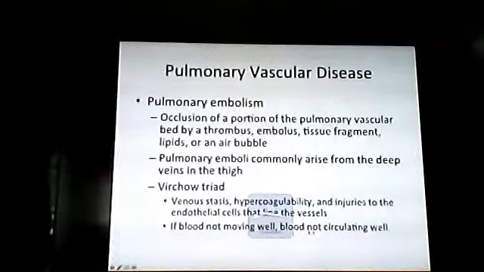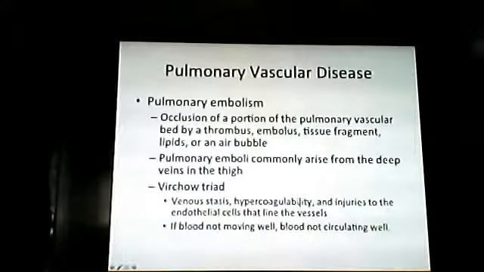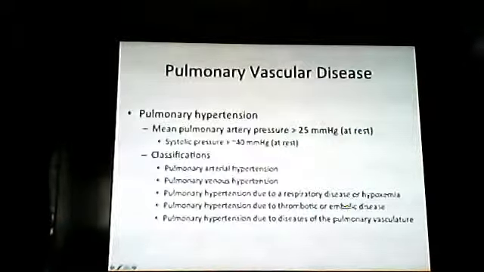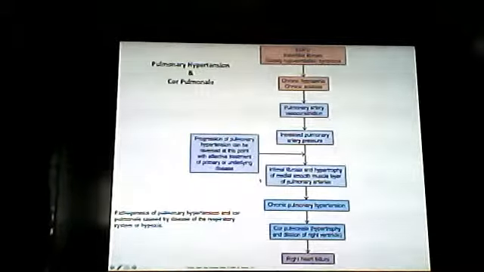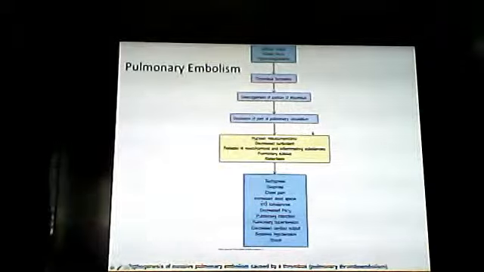Because of the blood not moving well, and this clot, the blood won't circulate very well. So with pulmonary embolisms, you can have venous stasis. Virchow's triad, we have to know that in detail, like what exactly? I think on my cheat sheet, I might have put this picture.